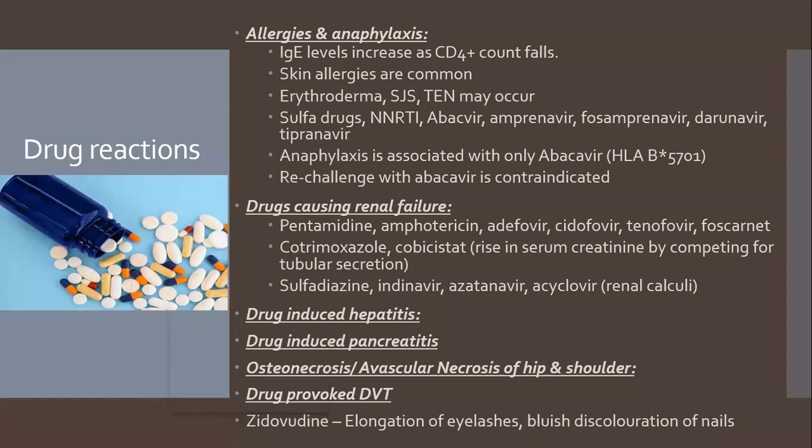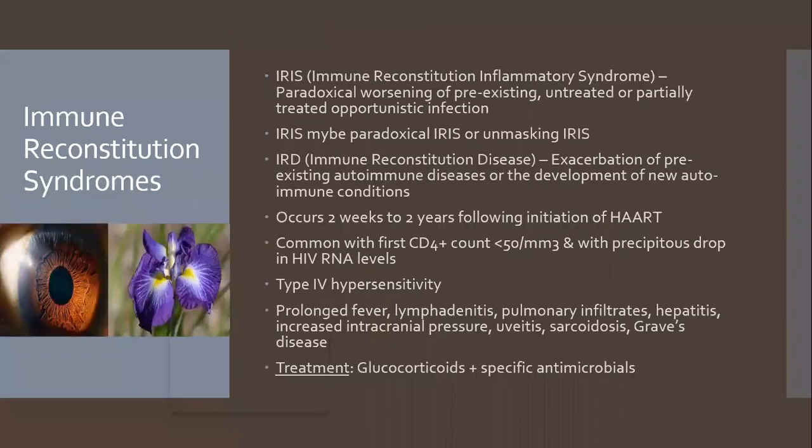Some drugs and steroids can cause osteonecrosis of the hip and shoulder. Some drugs can cause DVT. Zidovudine has a peculiar side effect. It causes elongation of eyelashes and bluish discoloration of nails. So this is one category: allergies, renal changes, and hepatic changes.